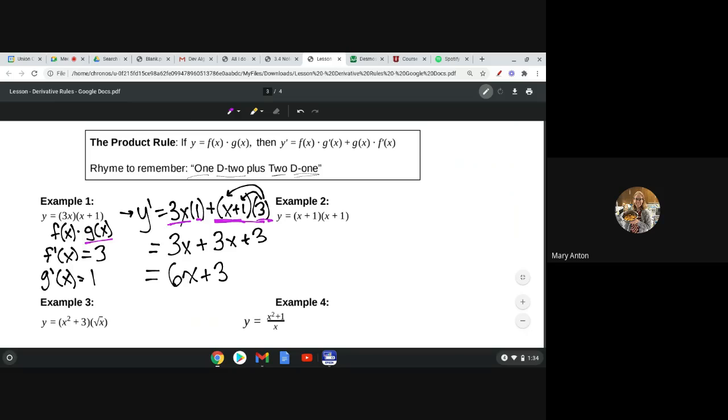You want to try the next one on your own, or you want to do it together? Try the next one on your own. I'll do it up here too so you can check your work.